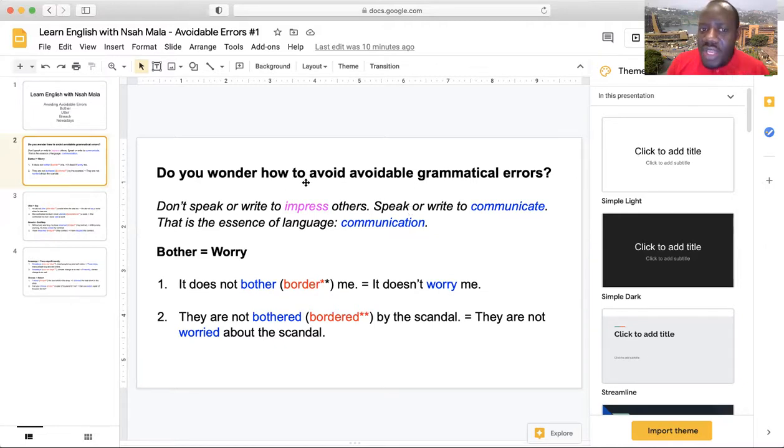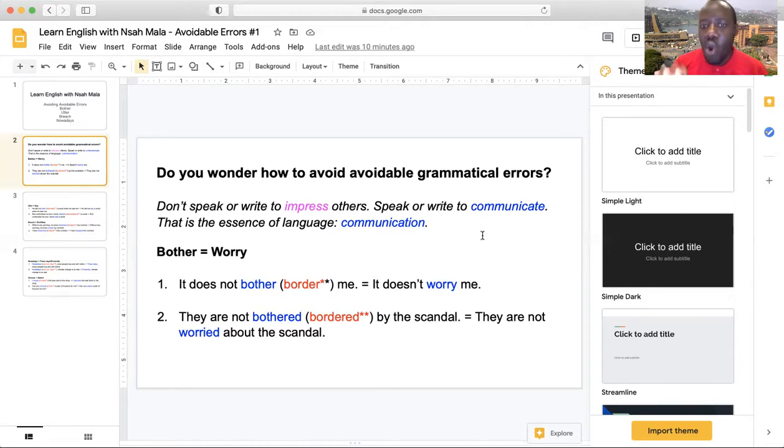So if you are wondering how to avoid avoidable grammatical errors, do not speak and do not write with the intention of impressing others, of making others feel that you know. No, that will not give you anything. Nobody will eat any meal on your table because you spoke so well or because you spoke with very high sounding words or big grammatical words in quote. No, speak with simple, clear, concise, and precise words and let your message go across.